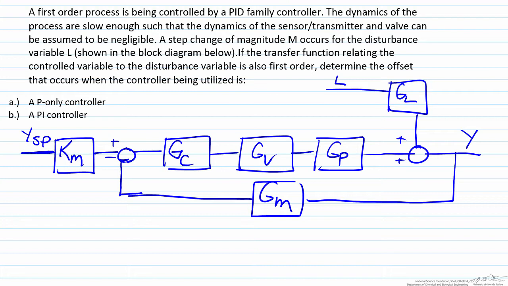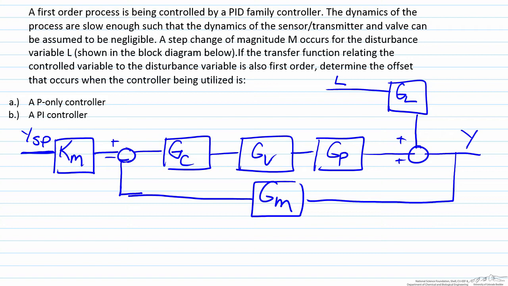In this screencast, we will analyze how the selection of a controller type in the PID family affects the steady state value of the process for a change that occurs to a disturbance variable. To motivate this, we're going to take a look at a system where we have a first order process and we're trying to control it with a PID family controller.